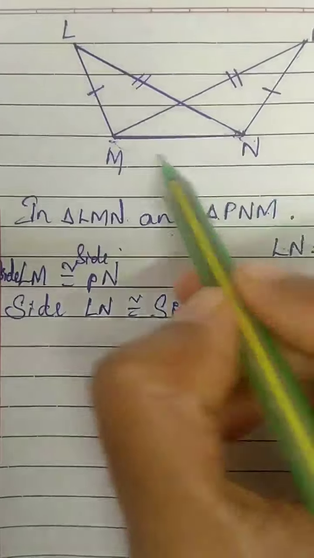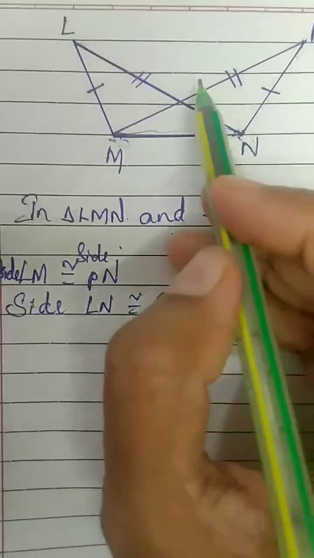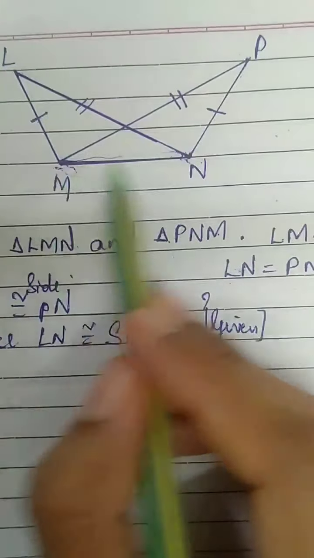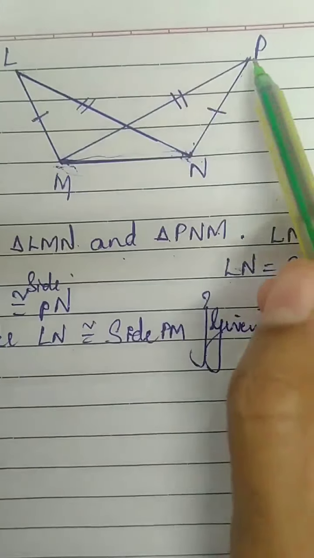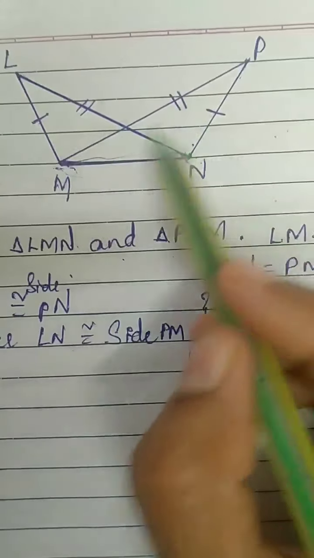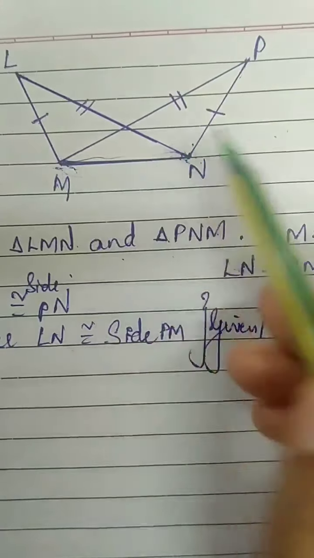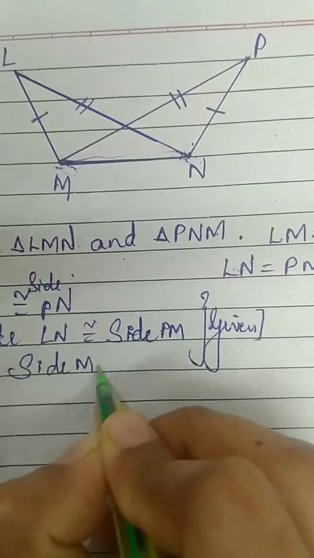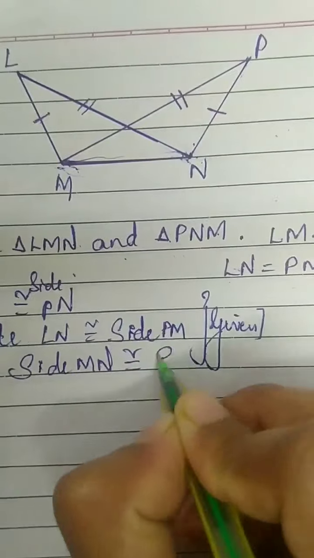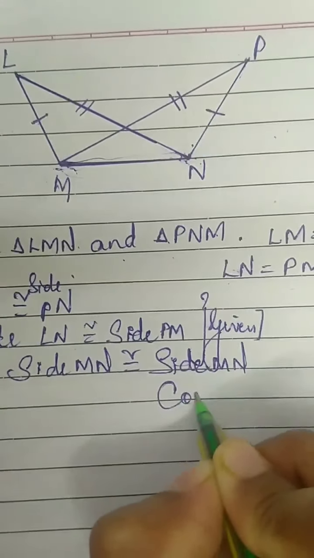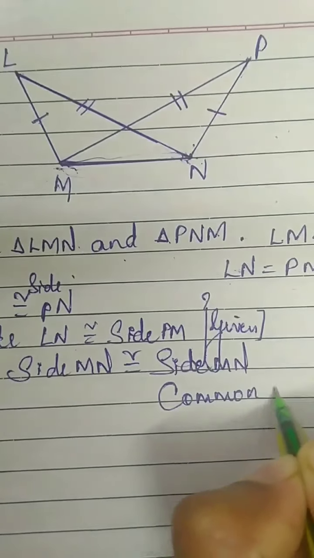You can also see that this side MN is common for both the triangles. In triangle LMN and triangle PNM, MN is common part. In both these triangles, this part is coming common. So we will write side MN congruent to side MN, common side.